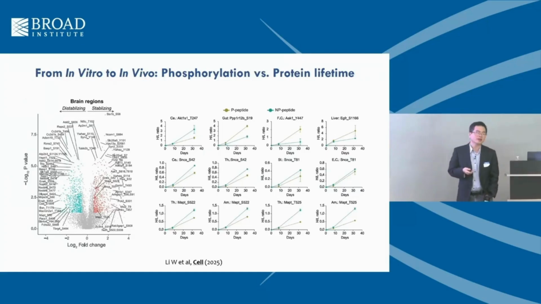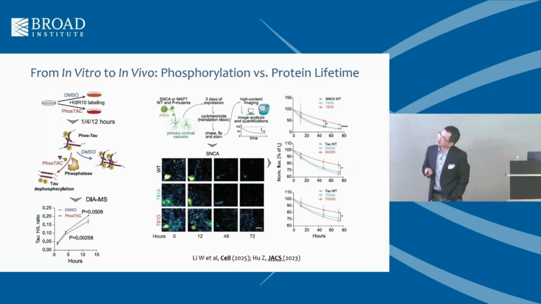So again, we can then go back to the phosphoproteomic analysis, since it's very easy for us to do phosphoproteomics using the same dataset. Here you can see we identified 500 phosphosites that tend to stabilize the protein, and a similar number of sites that tend to destabilize the protein in these brain regions. And some of them are really related to the phosphorylation of important neurodegenerative proteins, although this is a healthy mouse model. So we then did this verification.